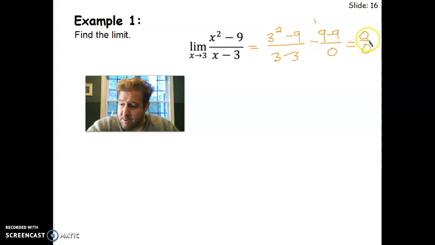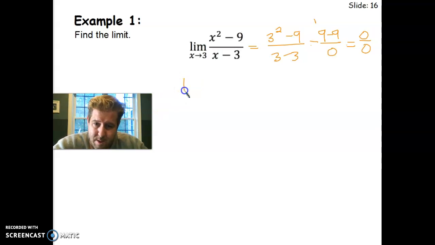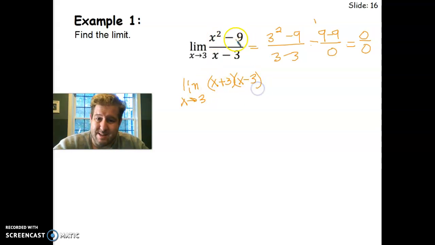Because I got that 0 over 0 doesn't mean that there isn't a limit. It just means I'm going to have to find it in a different way. So what I'm going to do is say the limit as x is approaching 3, and then factor this into x plus 3 times x minus 3, because literally this is a difference of squares, as you learned in Algebra 1.